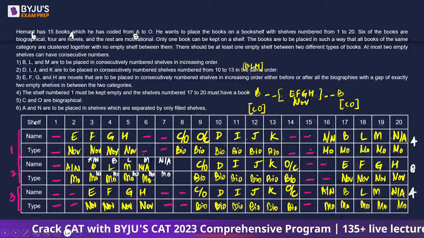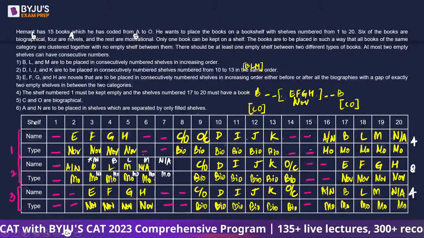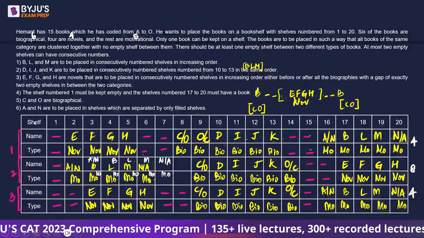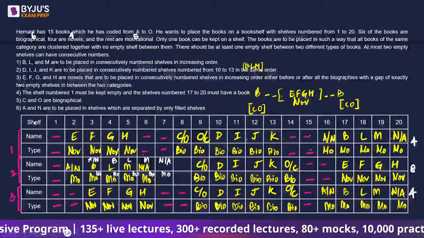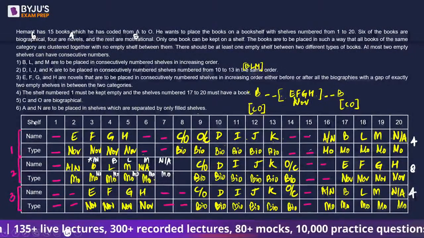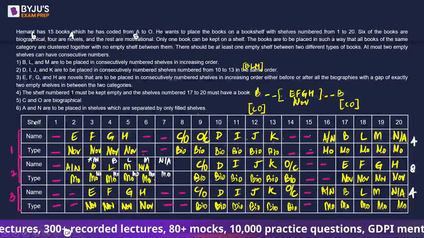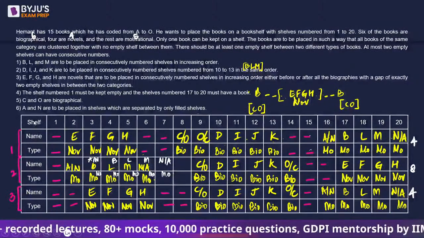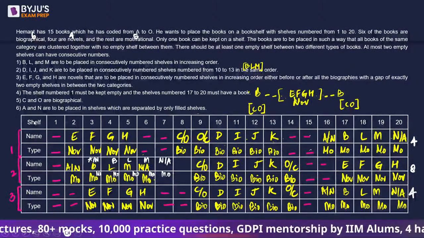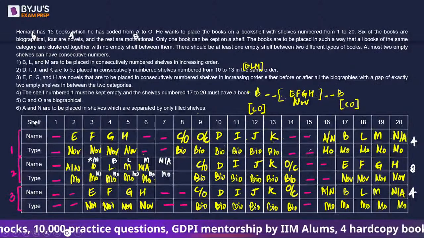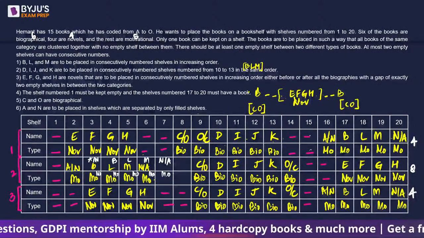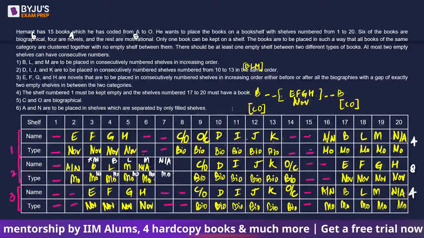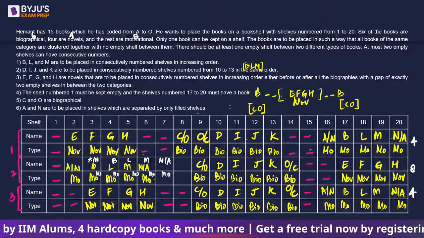EFGH are novels after that, EFGH are novels before that, EFGH are novels before that, ANBLM is there. We can have OC and CO there. AN are to be placed in shelves which are separated by only filled shelves. That is also correct. So, do you guys think that there is something missing here?